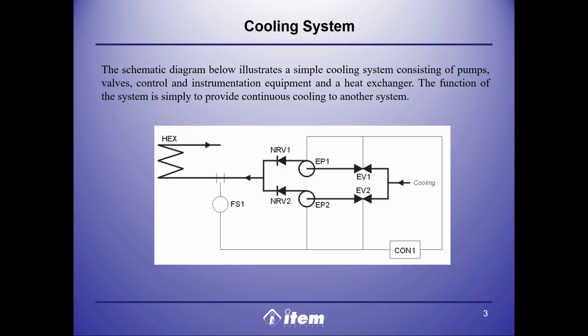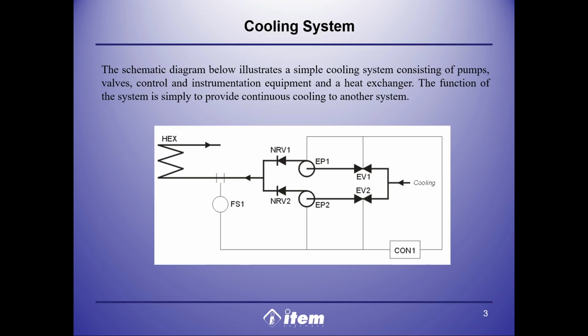Cooling fluid enters the system from the right and immediately encounters a parallel, redundant boundary. The top line, or leg 1, is regulated by an electronic valve, EV1, and driven by an electric pump, EP1. The bottom line, or leg 2, acts as a redundant backup and mirrors this configuration with electronic valve EV2 and electric pump EP2.